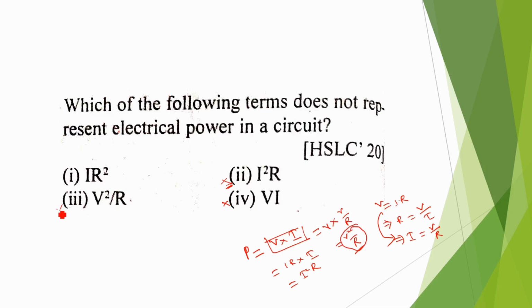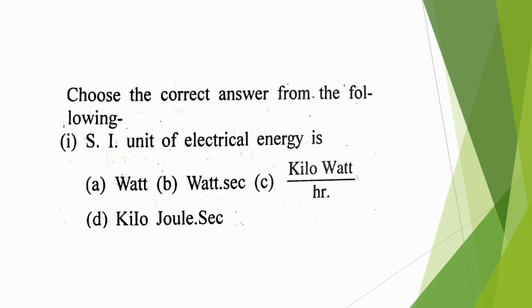So the correct answer will be what? Which of the following terms does not represent electric power in a circuit? The correct option will be IR square. This question has come in HSLC 2020. Previous MCQs, just now what I have discussed, these questions are also important. Students are advised to go through these questions, note them down, and revise for the examination. We'll proceed to the next question. Yes, students, the next question is: choose the correct answer from the following.